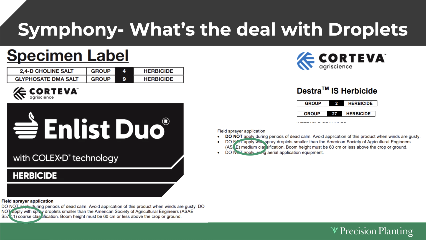So forgive me because my coworker made this and he's in Canada, so some of this is in centimeters. I don't know how many of you bring out the centimeter when you're looking at your boom height, but a lot of this is in centimeters. So right here it says classification, medium. On the bottom here, coarse.